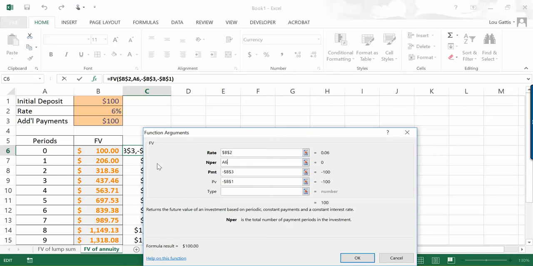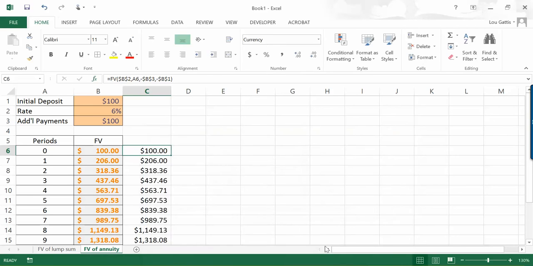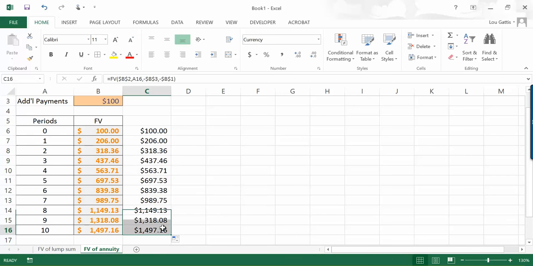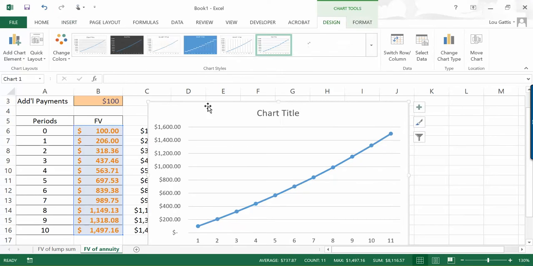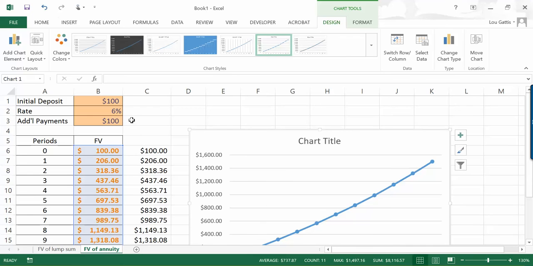Well, I guess it wasn't. So you could have calculated that using the FV function, and I could graph that, but I won't spend a lot of time doing that. All right, so this is calculating the future value of a series of payments called an annuity and an initial deposit.